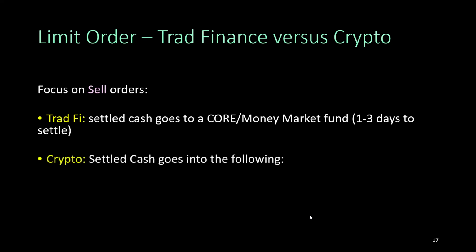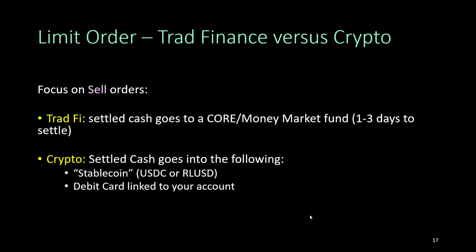In crypto, it's a little bit different. You can put it in a couple of different areas because there is instantaneous settlement. It could be a stable coin. US digital coin is one. RLUSD, I just read an article, is going to be launched probably on the 4th of December. Good news for XRP holders. Stable coins are kind of the crypto version of a money market fund or a core fund that you'd normally see in a TradFi world, where it could be a debit card linked to your account.